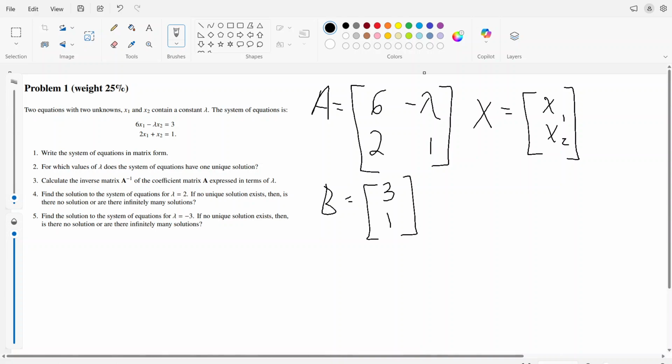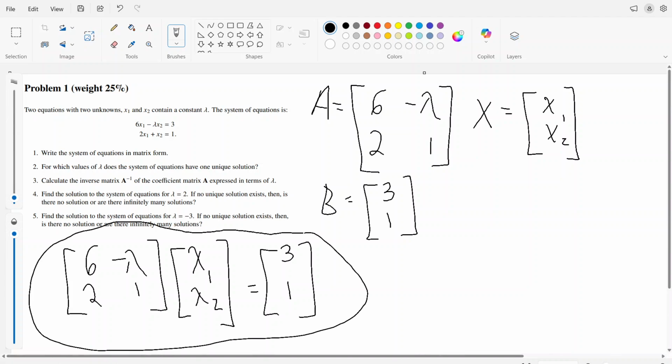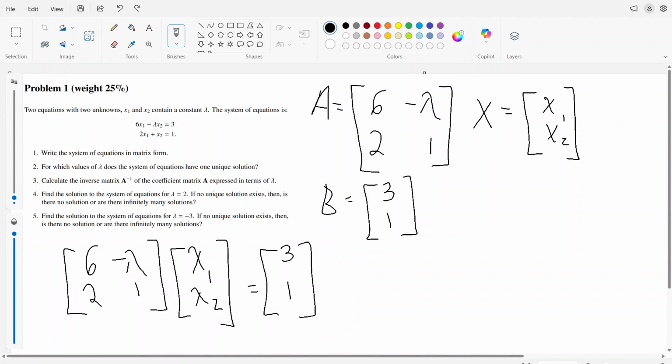So now we can write the full matrix equation: Ax equals b, as I was pointing out quite a bit. So the whole matrix equation is 6, 2, negative lambda, 1, times x of 1, x of 2, equals 3 and 1. And that is the answer for number 1. And it is that simple. So now I'm going to erase a little bit and go on to number 2.